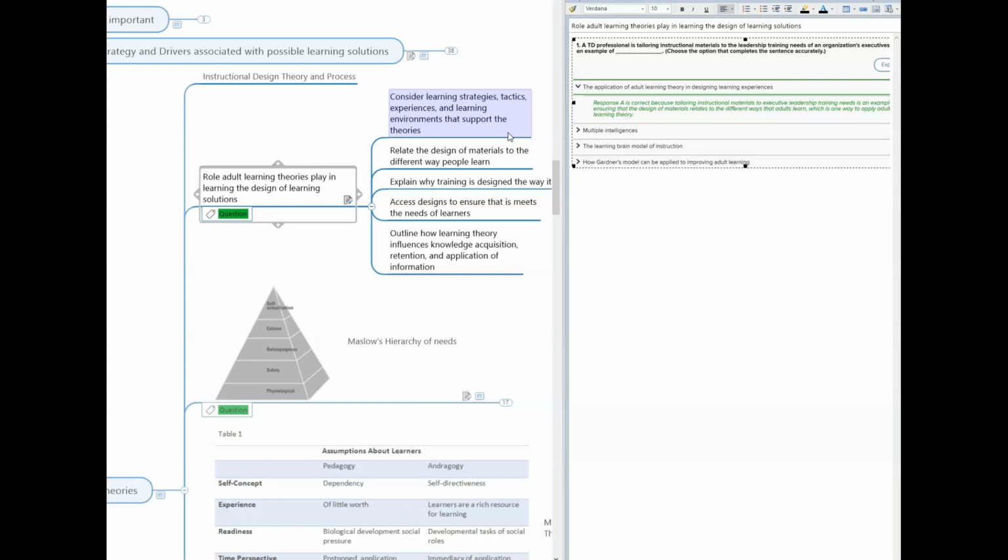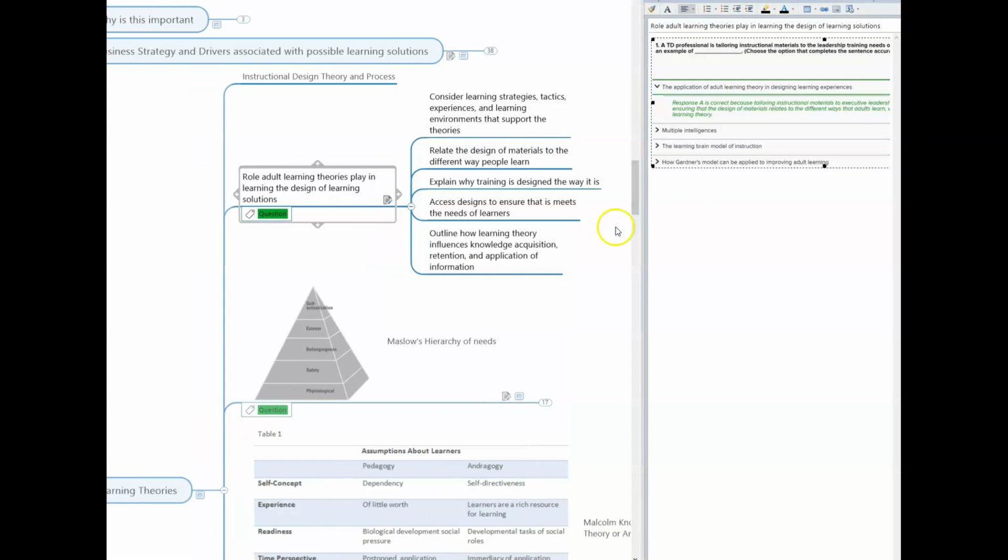There are 5 ways to consider learning strategies, tactics, experiences, and learning environments that support theories. Relate the design of materials to the different ways that people learn. Explain why training is designed the way it is. Assess designs to ensure that they meet the needs of the learners. Outline how learning theory influences knowledge acquisition, retention, and the application of information.